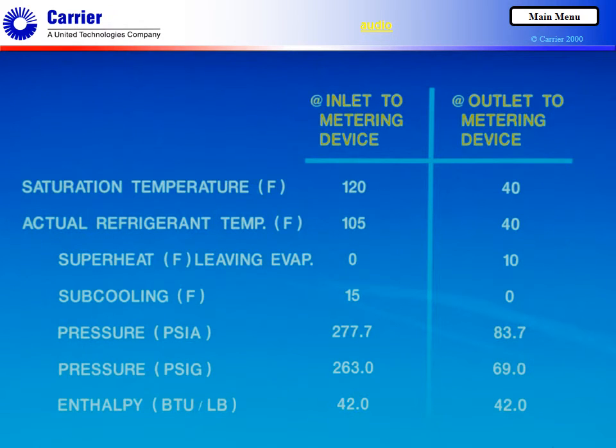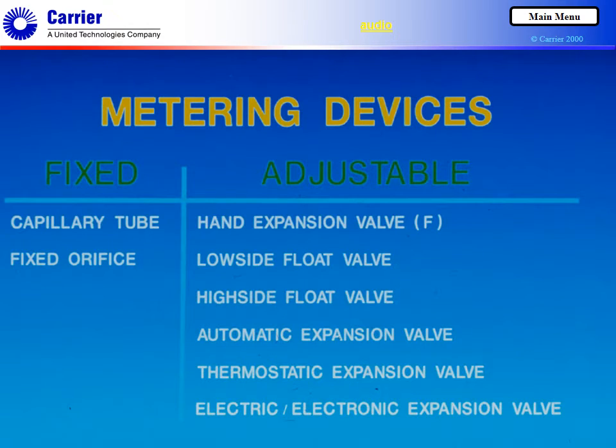Here are some typical changes the metering device will cause in R22 in a system using an air-cooled condenser. These data assume an outside temperature of 95 degrees Fahrenheit. Now we'll discuss 8 types of metering devices. They are divided into 2 general categories: those which have a fixed, non-adjustable opening or orifice, and those where the orifice can be adjusted to accommodate the cooling load on the system.